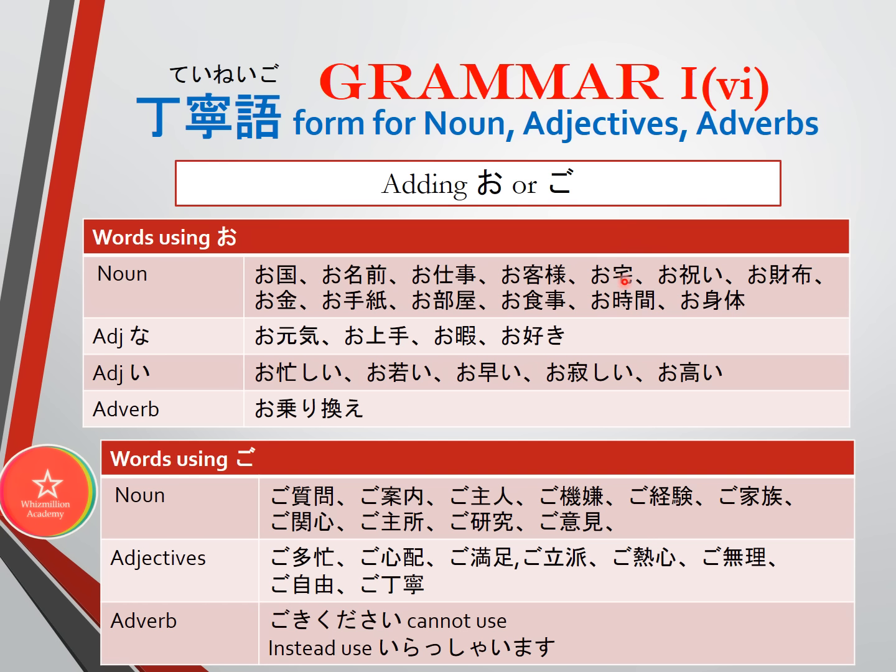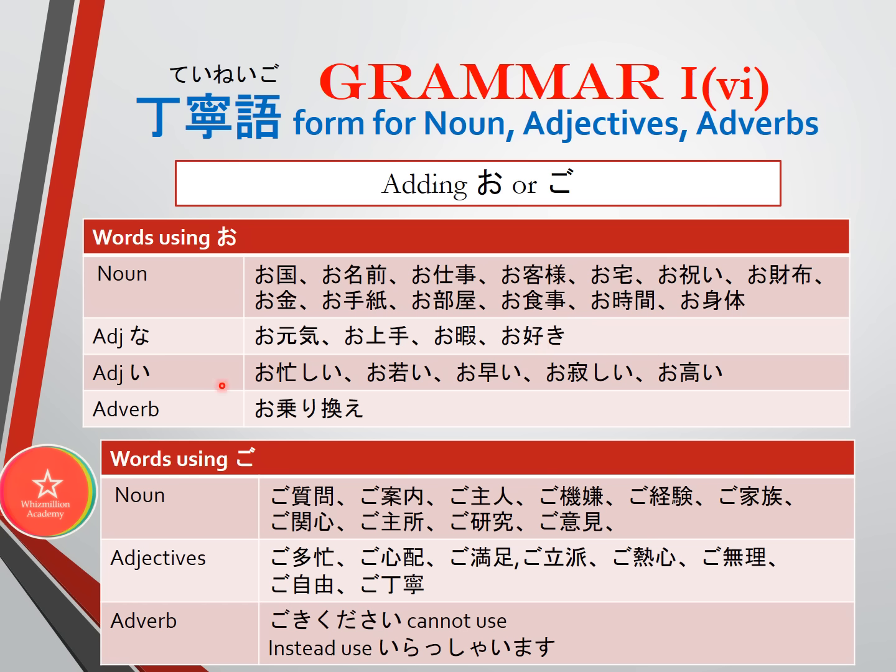o taku, residence, o iwai, celebration, o saifu is wallet, o kane is money, o tegami is letter, o heya room, o shokuji meal, o jikan time, o karada body. Adjective na, o genki fine, healthy, o jozu talented, o hima spare time, o suki to like.